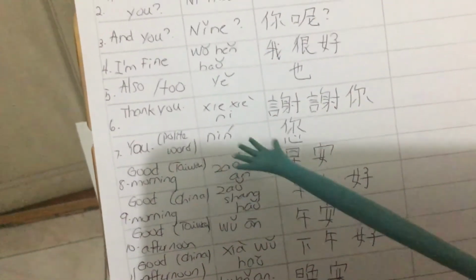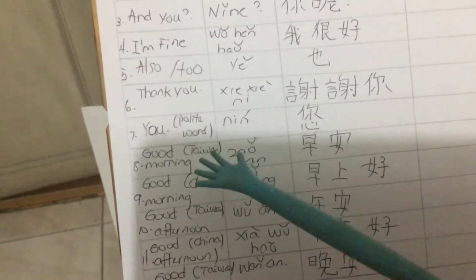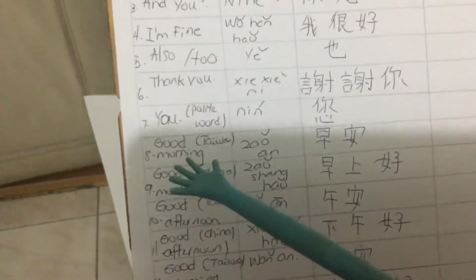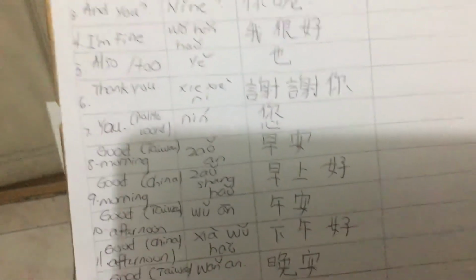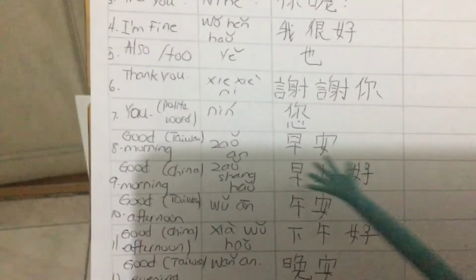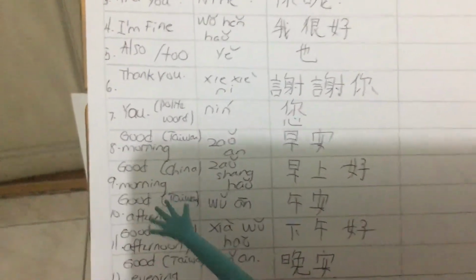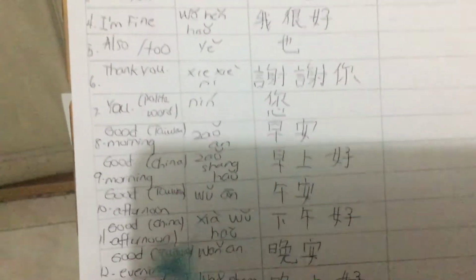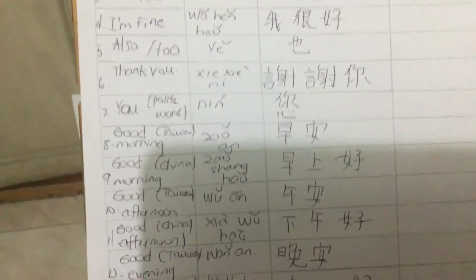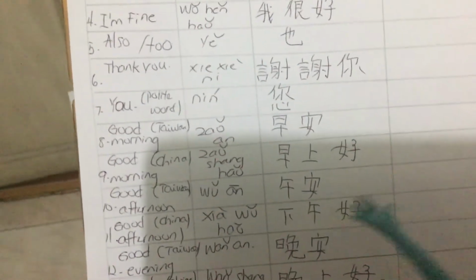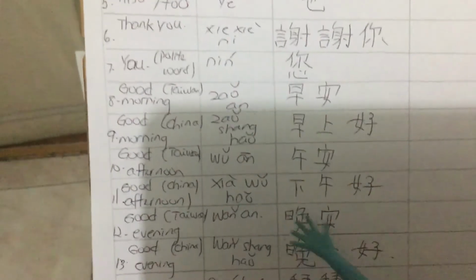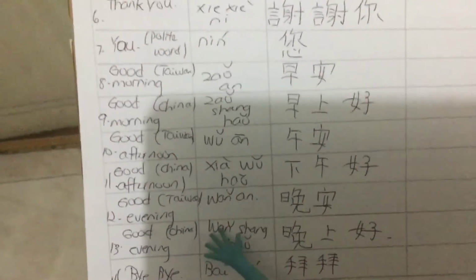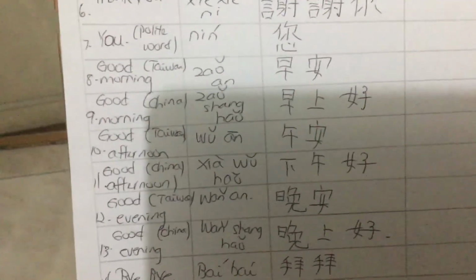Good morning in Taiwan, 早安. Good morning in China, 早上好. Good afternoon in Taiwan, 午安. Good afternoon in China, 下午好. Good evening in Taiwan, 晚安. Good evening in China, 晚上好.